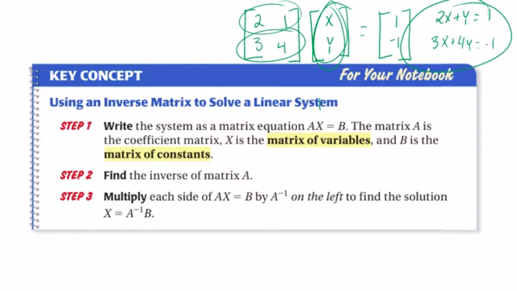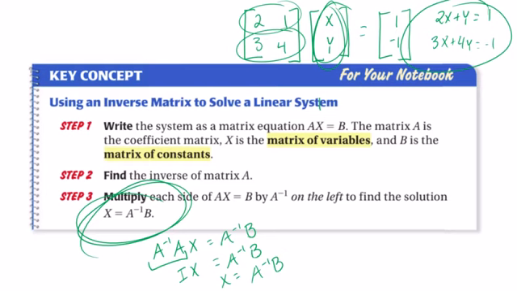Now what I can do is if I have A times x equals b, and I multiply both sides on the left by A inverse, this gives me A inverse b, these two together equal the identity. So that gives me the identity times my variable. And the identity times anything is going to be itself. So x just equals A inverse b. But it has to be in that order with A inverse on the left.